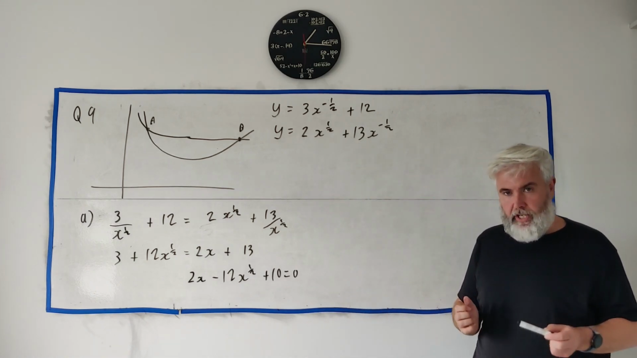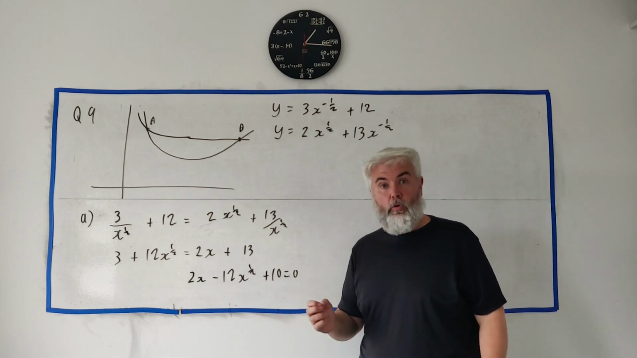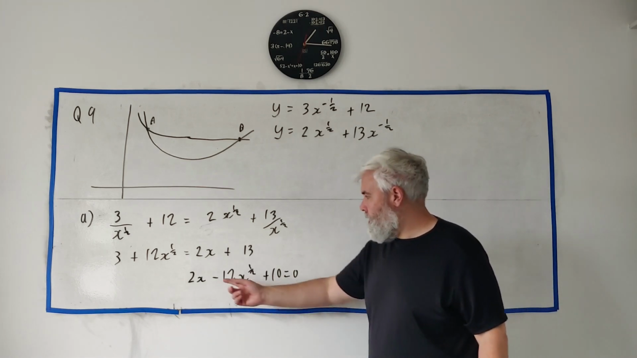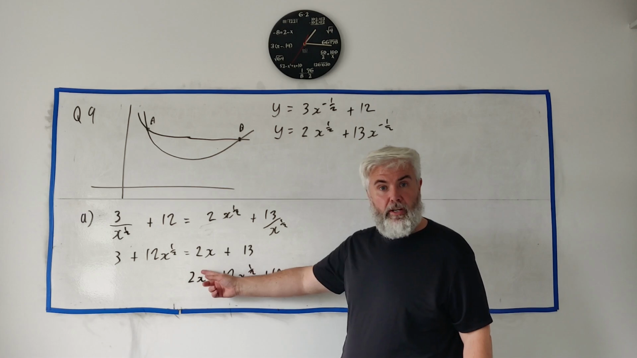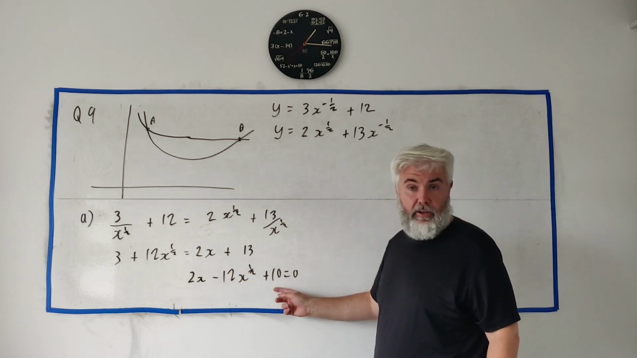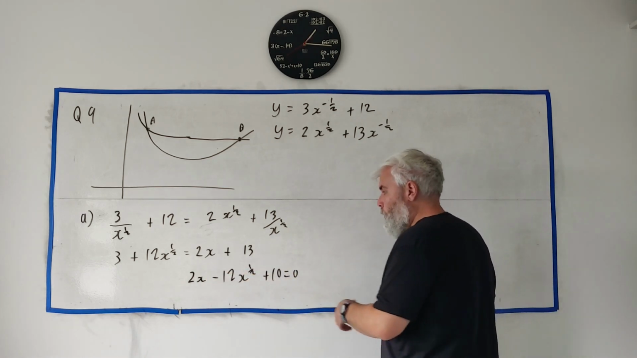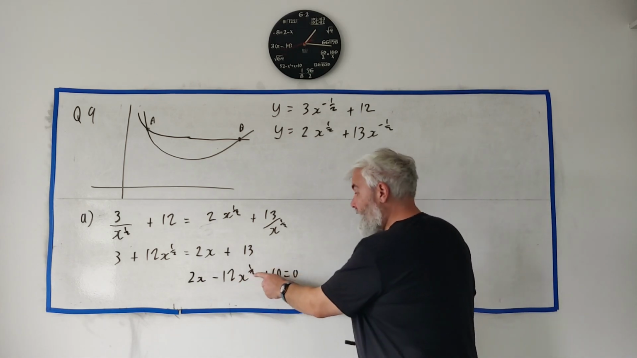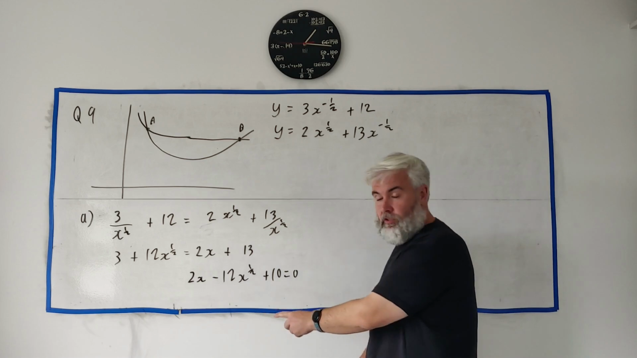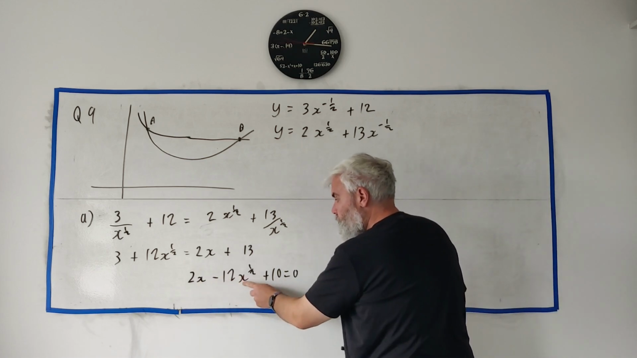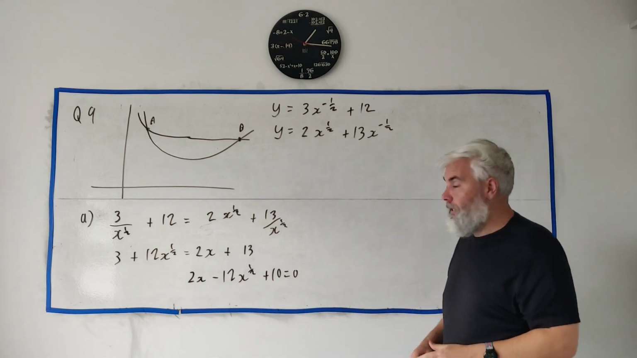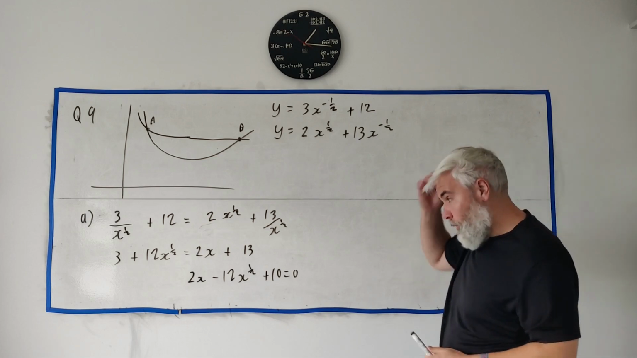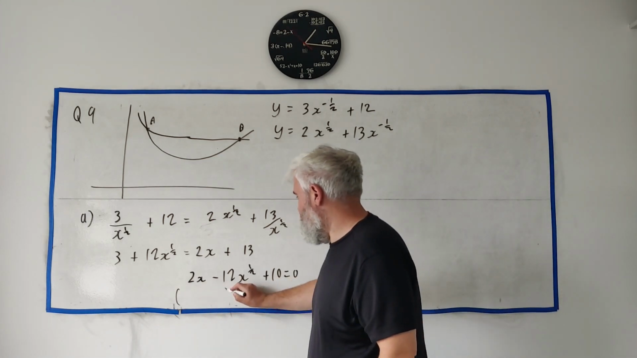Now, the trick here is to notice that this is actually a quadratic. We're used to seeing something squared, something and a number. And that's what we have. The something in this case is x to the power of a half. That squared is right here. So we have something squared, something and just a number. This is a quadratic. We can go ahead and factorize that.